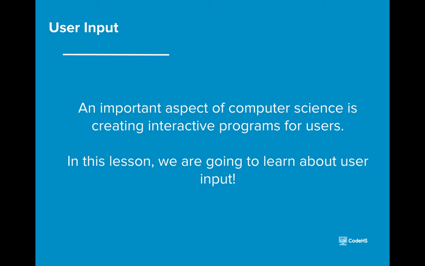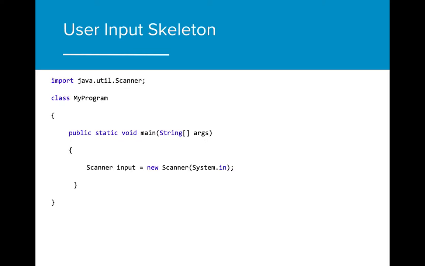An important aspect of computer science is creating interactive programs for users. In this lesson, we're going to learn about user input. In order to incorporate user input into our programs, we are going to have to add a couple of elements to our existing starter code in order to successfully receive input from our users.